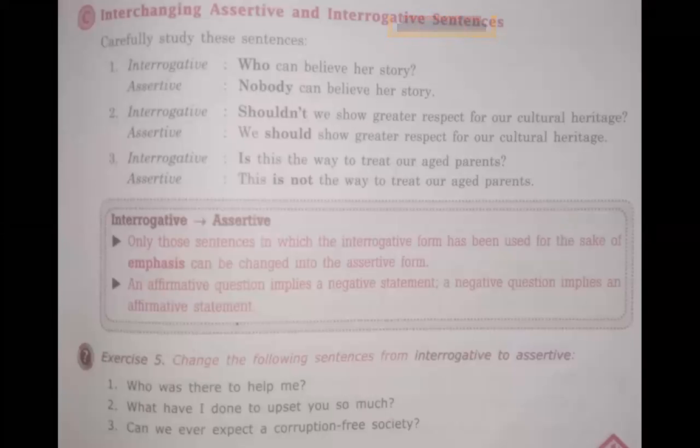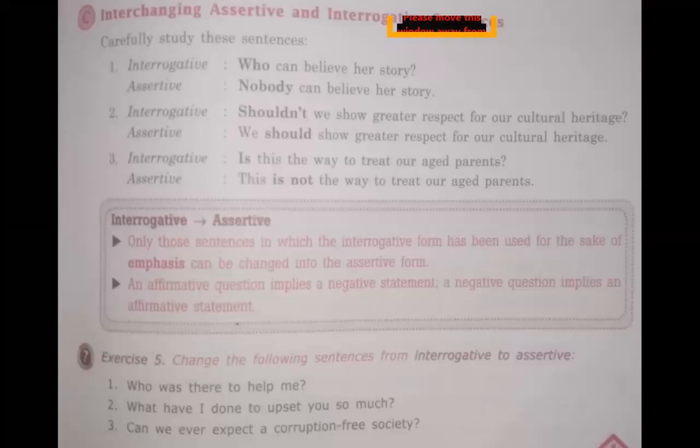Let's go to the next. Is this the way to treat our aged parents? क्या ये ऐसा ही तरीका है aged parents को treat करने का? और assertive sentence बनेगा, this is not the way to treat our aged parents. इस तरह का कोई तरीका नहीं है अपने पेरेंट्स को ट्रीट करने का. Ultimately, the sense we get from the sentences remains equal, right? But the formation of the sentence is transformed.